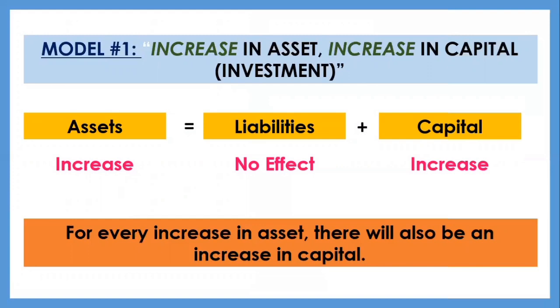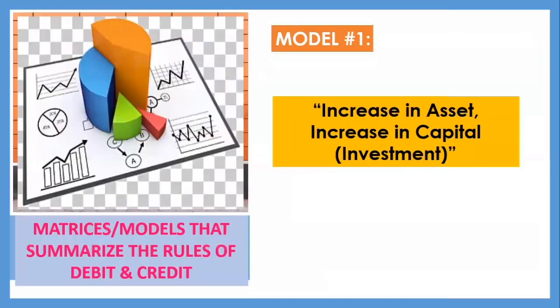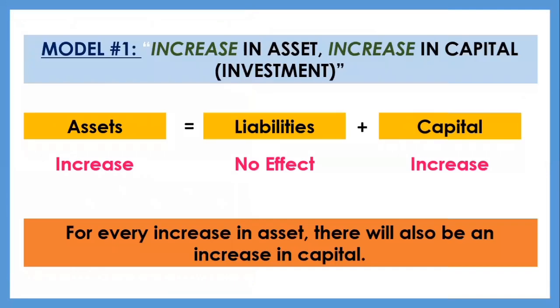Okay, so going back to model number 1, it states increase in asset, increase in capital, which is our investment. Now, in terms of assets, it will obviously increase. And in terms of liabilities, can you see any liabilities in model number 1? No. Therefore, it has no effect on liabilities. And finally, on the capital side, it will increase, specifically the investment. Now, under model number 1, usually the examples under this type of transaction is the investment of the owner, whether initial or additional investment.